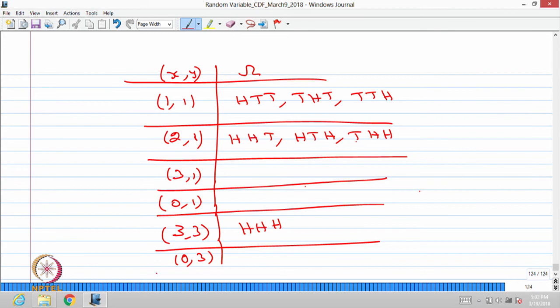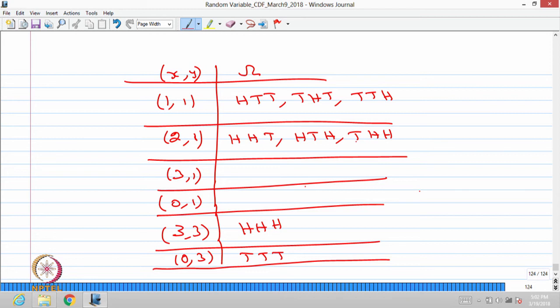Number of heads is 0 and the difference in absolute value is going to be 3. That is possible with tail, tail, tail. You see that there are totally 8 possible outcomes. So, one we have 3, other we have 3 and other you have 1 and 1. So, that total is going to be 8. Therefore, now we can go for finding out the joint probability mass function of x comma y using this box.